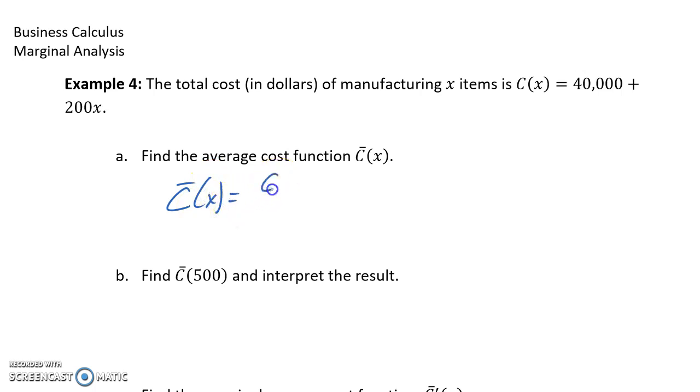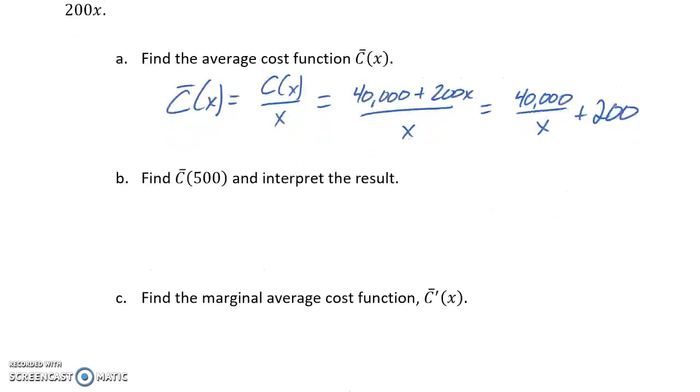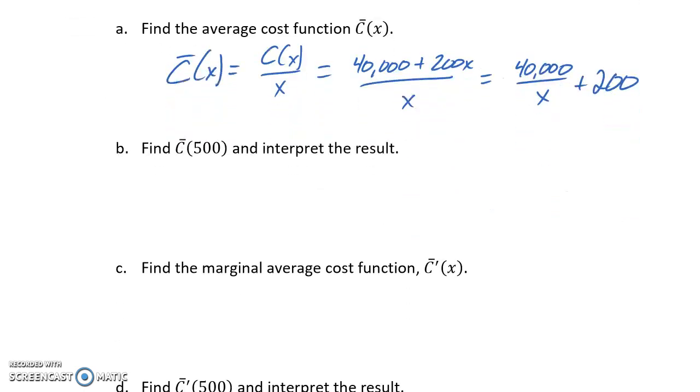So keeping in mind the idea that any average function is the original function divided by x, this would give us 40,000 plus 200x divided by x, or we could write this as 40,000 over x plus 200. So we generate our average cost function. Then we're asked to find that average cost function evaluated at 500, which we could find to be 280.